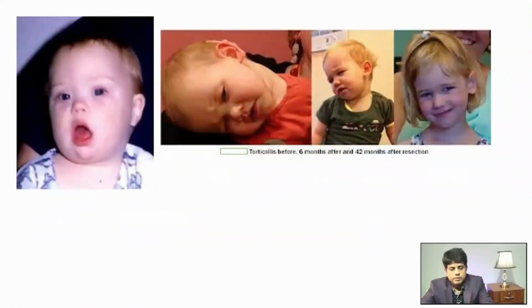The image on the left side shows a child with trisomy 21. If you notice torticollis in a trisomy 21 child, it is very important that you suspect atlantoaxial subluxation, because they need to wear a cervical collar and the cervical spine needs to be protected. The other three images are of the same child who had a posterior cranial fossa tumor. The first image shows the torticollis before the surgery, and then the torticollis and its improvement 6 months and 42 months after the tumor resection.